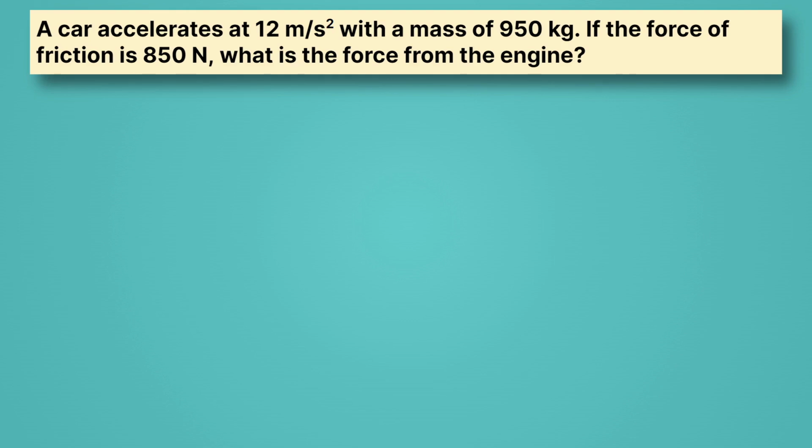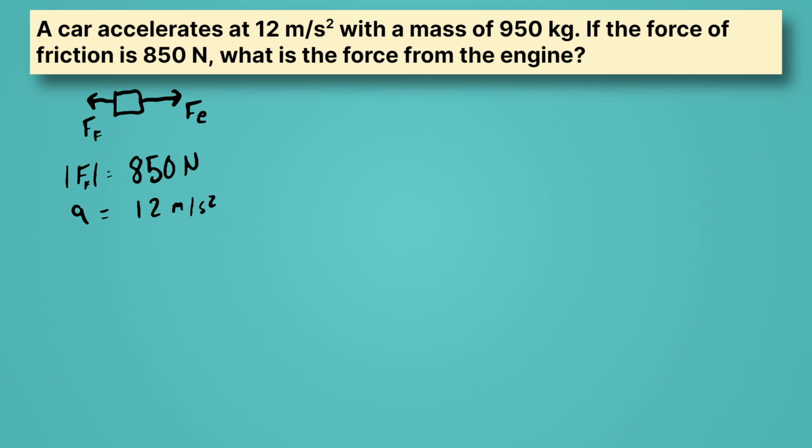Okay, let's start by drawing a free body diagram. We know we have our car, and that pulling that car forward is the force of our engine. Meanwhile, resisting that motion and pulling backwards is the force of friction. And we actually know the magnitude of the force of friction. We know what that's equal to. So let's list the variables that we have. We know that the friction force is 850 newtons. We know the acceleration of the car is 12 meters per second squared. And we lastly know the mass of the car, which is 950 kilograms. Listing out the variables we have is always a good first step in solving our problems.